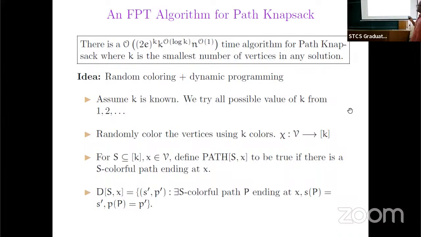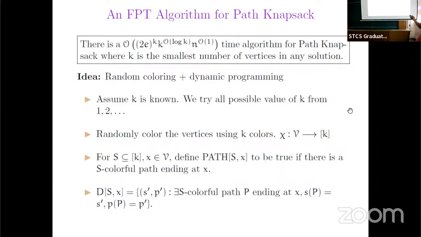What I do first is I randomly color the vertices using K colors, just uniformly randomly. Pick a vertex, give it any one of the K colors uniformly randomly, independent of everything else. And then I say a path is colorful if every vertex has a different color. Now I'm explaining the dynamic programming. Random coloring is just randomly coloring the vertices.